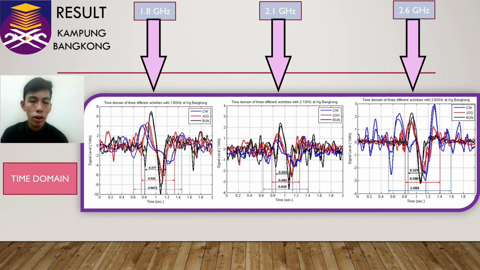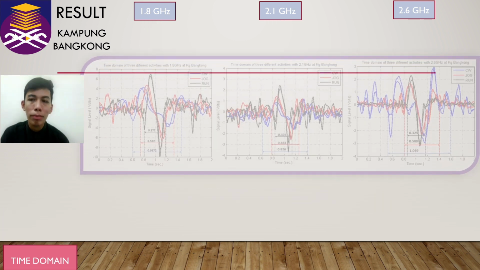As the figure shows, the amplitude of the Doppler for frequency 1.8 GHz is the highest between the frequencies 2.1 GHz and 2.6 GHz. This is because there are many providers for the frequency 1.8 GHz at Kampong Bangkok, which is also proved by the Nemo Handy.